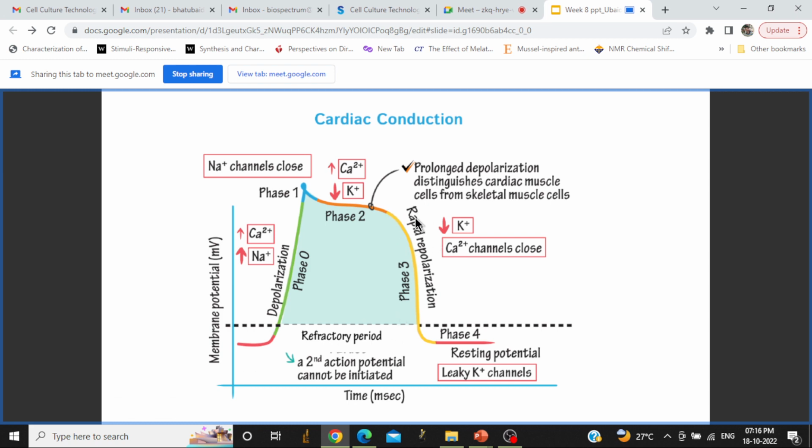And after that comes the rapid repolarization phase, which is the same as in other cell types. Here also potassium efflux occurs through the potassium channels, and it leads to a decrease in the voltage, and after repolarization the resting membrane potential is achieved. And this is the whole action potential in which the cardiac muscle cell or skeletal muscle cell contracts in this cycle.